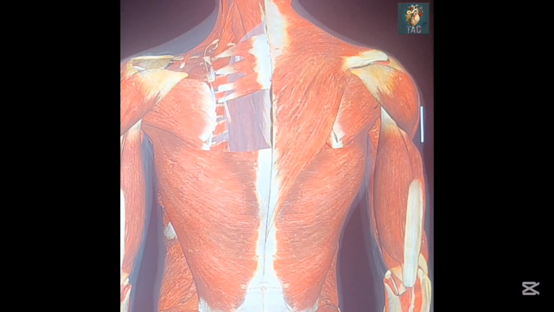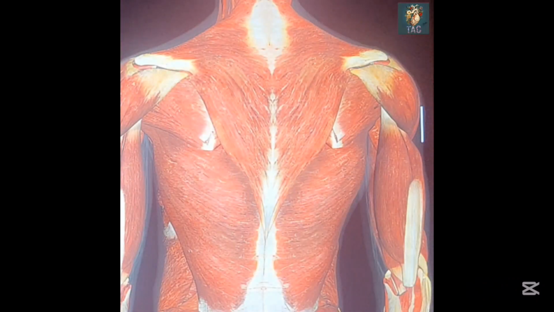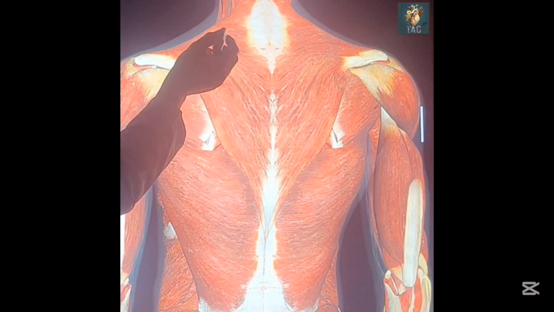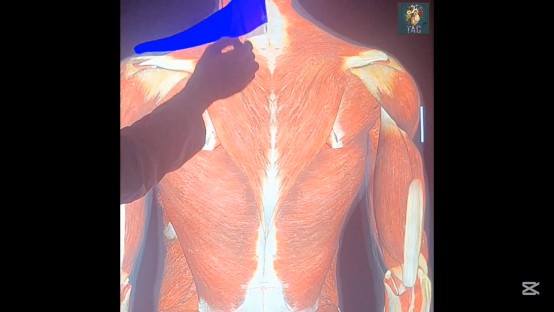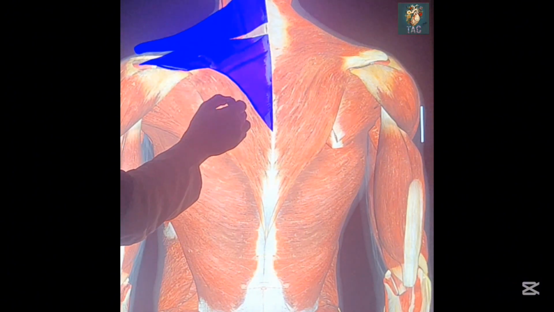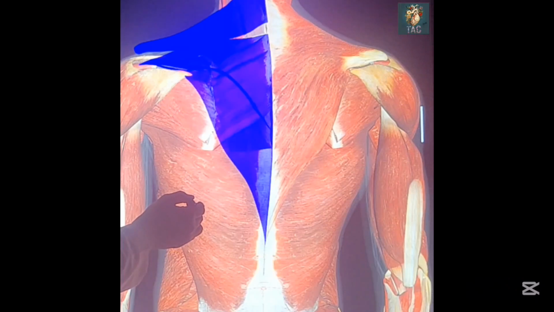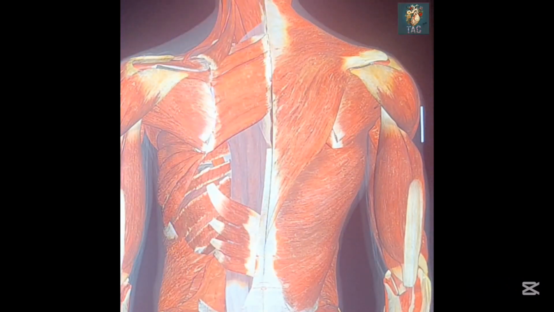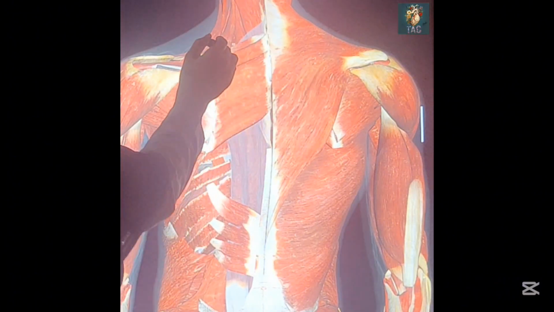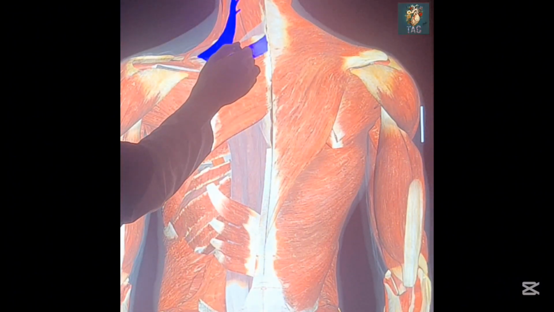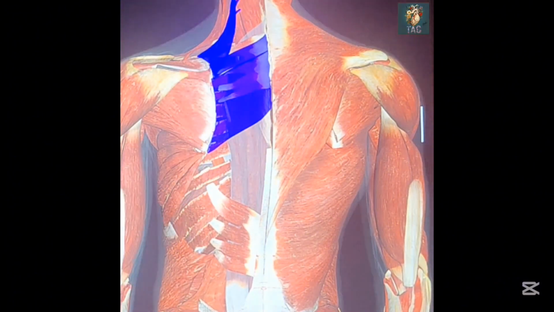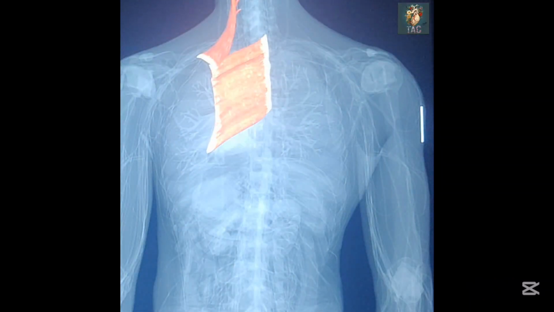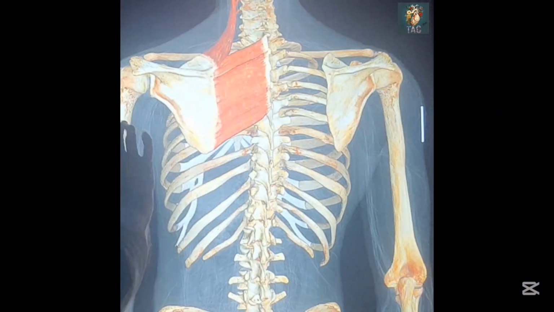Now a quick revision. Here you can see the superficial muscles and the deep muscles. This is the trapezius, the upper, middle and lower fibers, and then the latissimus dorsi muscle. These were the superficial muscles. When we remove these muscles, we can see the levator scapulae, the rhomboides minor and the rhomboides major muscle present over here. You can also see the attachments of these muscles as well.